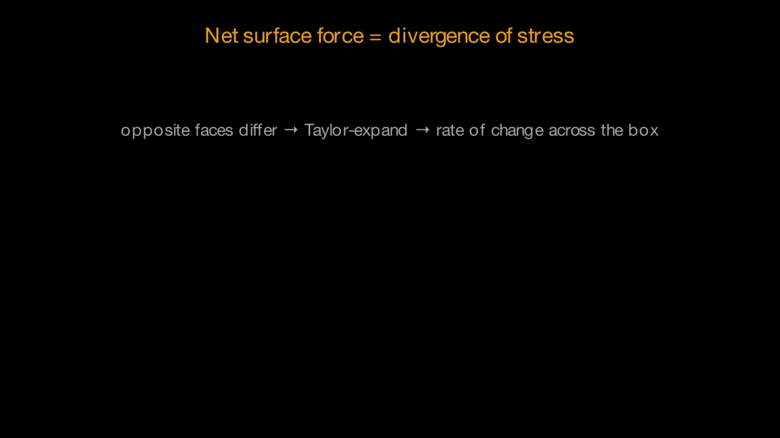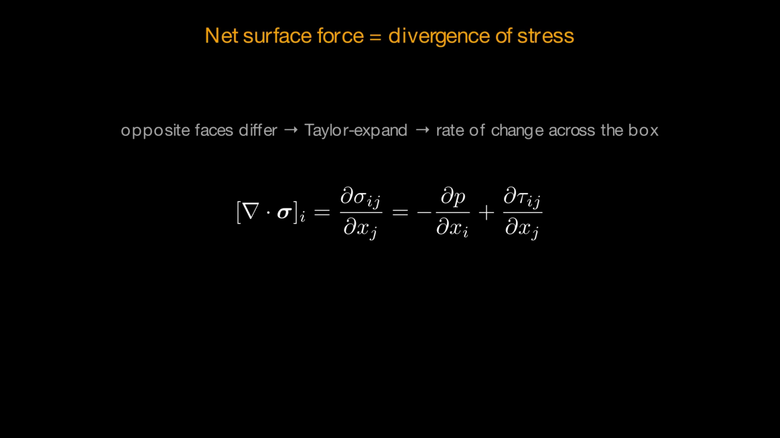Now the same trick as the conservation laws. The stress on the left face and the stress on the right face differ slightly across the small box. Taylor expand the difference, and the leftover, per unit volume, is the rate of change of the stress across the box. Summed over all the faces and directions, the net surface force per volume is the divergence of the stress tensor. Split by the two parts, that's minus the gradient of pressure, plus the divergence of tau. So the viscous force, per volume, is the divergence of tau. Now we just need tau itself.